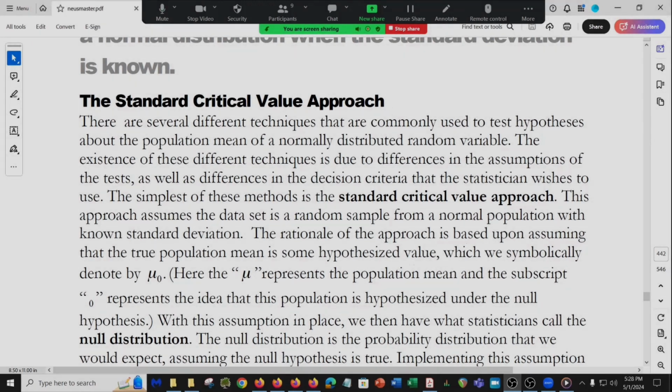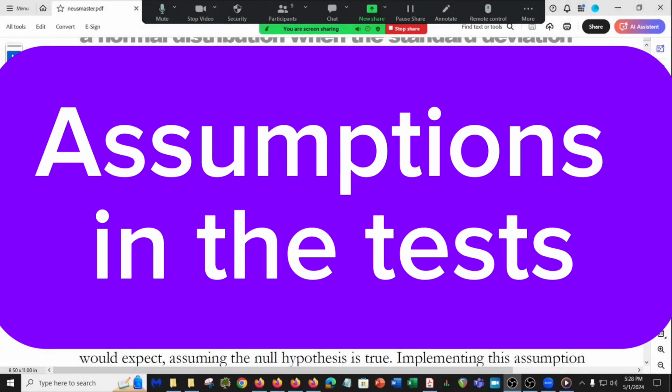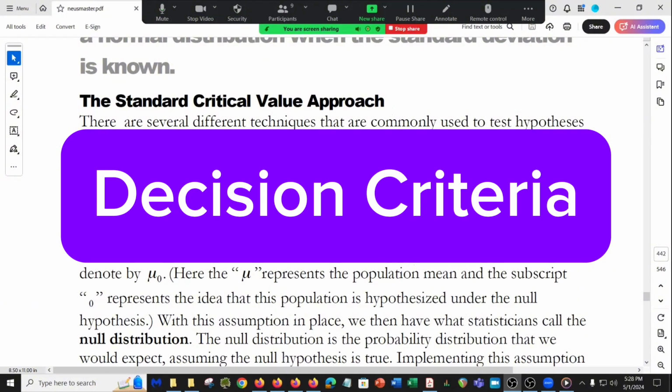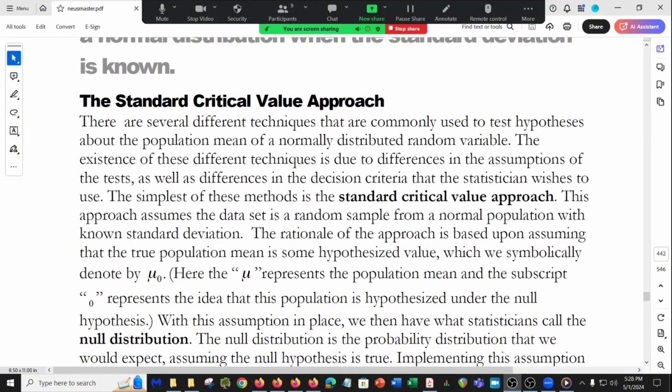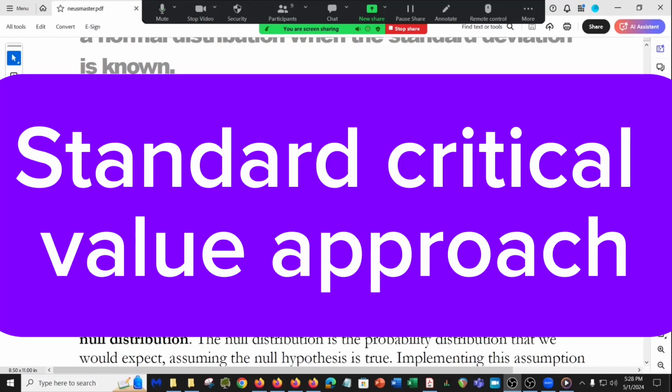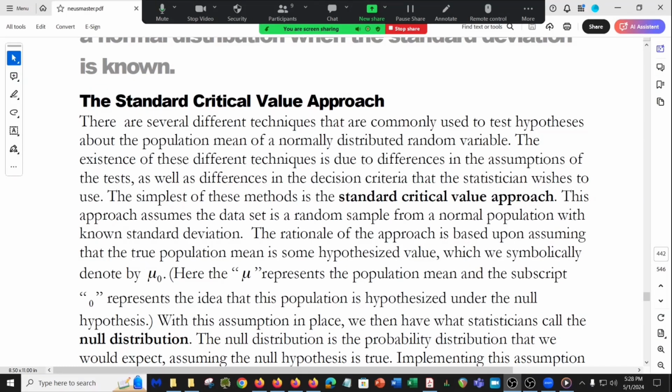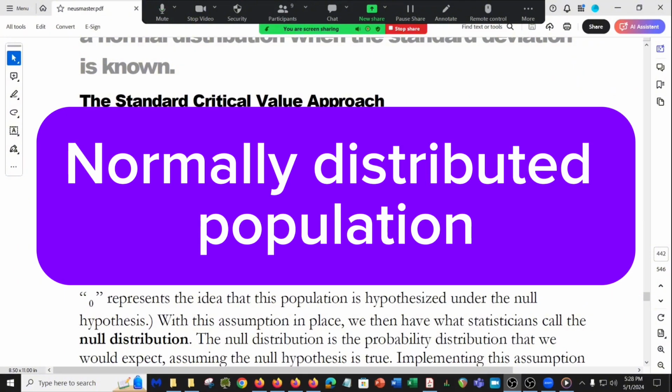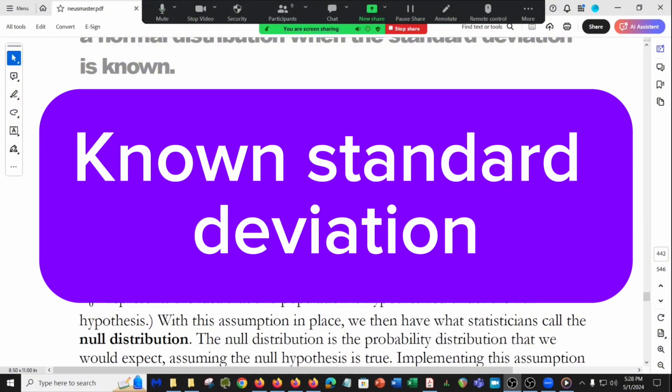Now, the existence of these different techniques is due to differences in the assumptions of the tests, as well as differences in the decision criteria that the statistician wishes to use. The simplest of these methods is the standard critical value approach. This approach assumes the data set is a random sample from a normal population with known standard deviation. And that's the important thing over here, this known standard deviation.